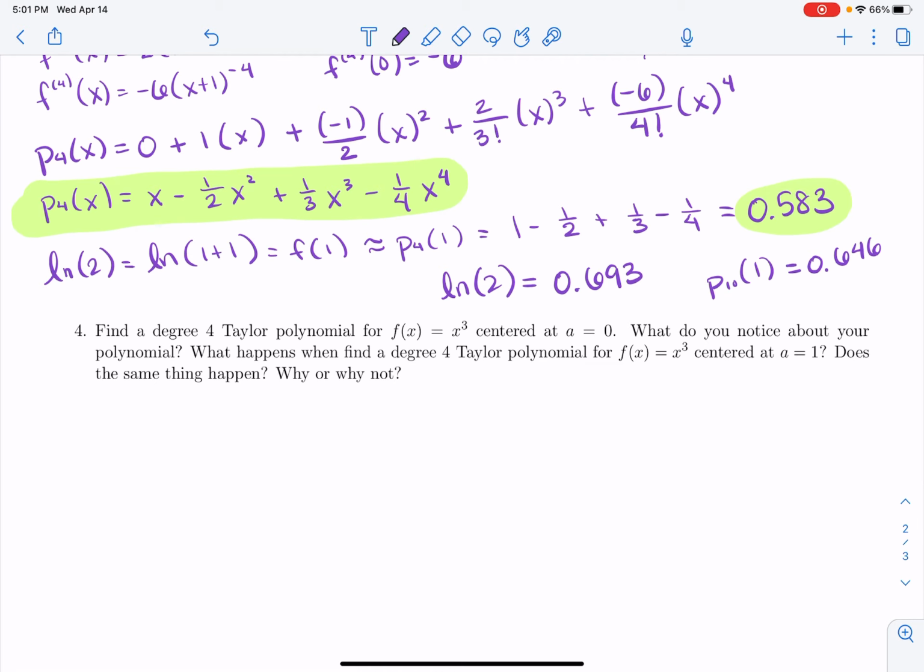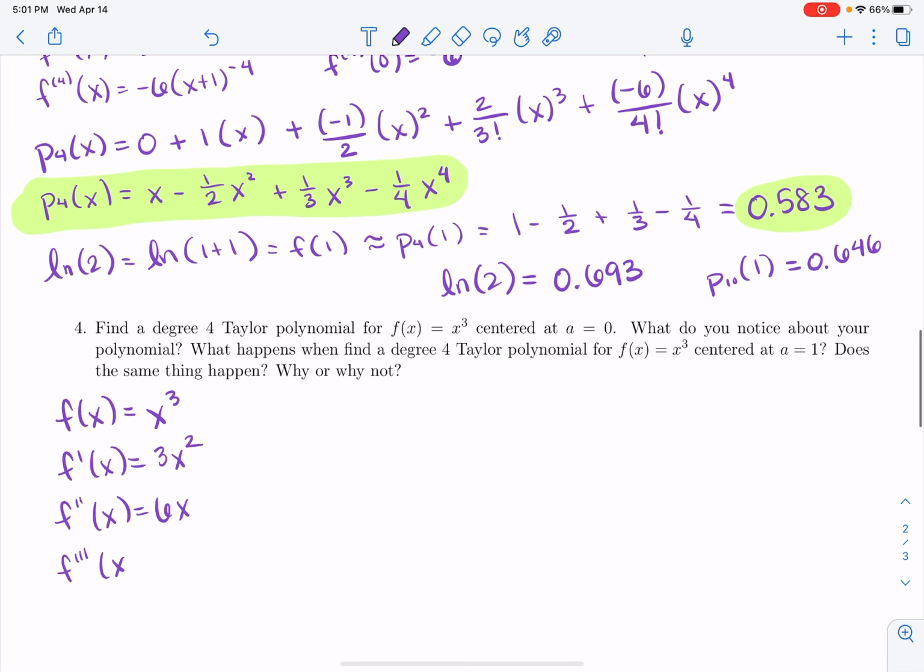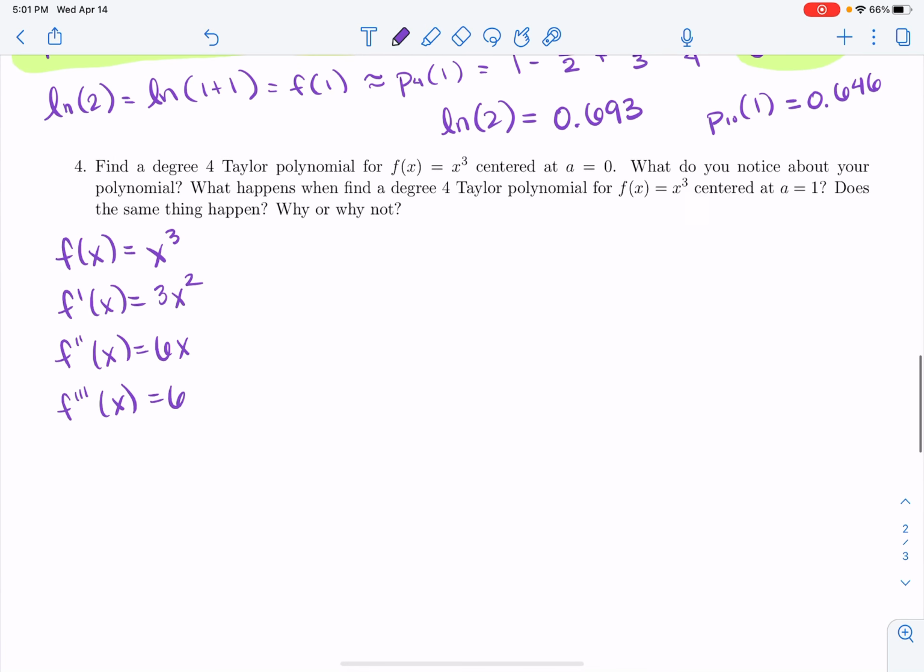Okay, so we're going to need 4 derivatives. f of x is equal to x cubed. f prime of x is equal to 3x squared. f double prime of x is equal to 6x. And f triple prime of x is equal to 6.